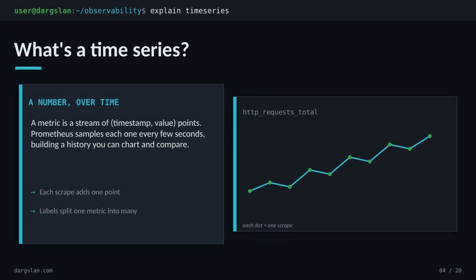Let's start with the most fundamental piece, the time series itself. At heart, a metric is just a stream of points, each one a timestamp paired with a value, and Prometheus adds a fresh point every time it scrapes your service. String enough of those together and you get the kind of line you see on the right, a history you can chart, compare, and reason about. And later, labels will let us take a single metric like http_requests_total and slice it into many parallel series, one per route, status code, or instance.